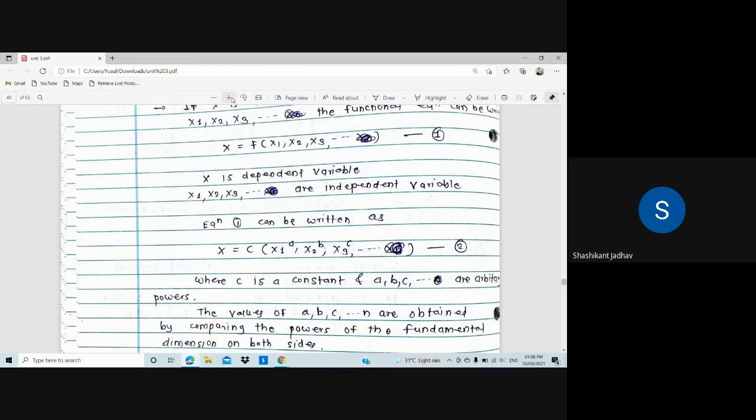Okay, so in the form of a constant, how to write this equation? All of you write down: equation 1 can be written as x is equal to constant into x1 raised to a, x2 raised to b, x3 raised to c, and so on, and this is equation number 2.